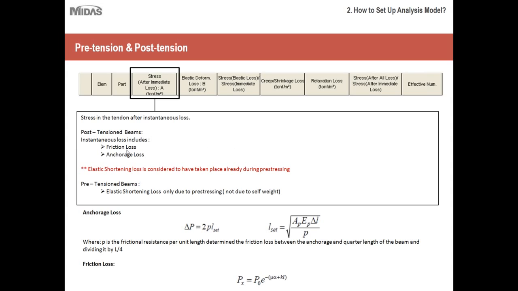So in post-tension beams, as you all know, there are friction losses and anchorage losses that make up the instantaneous loss. So if it is a post-tension beam, we will see under stresses after immediate loss, the instantaneous losses to be comprised of friction and anchorage losses. And if it is a pre-tension beam, you will see the elastic shortening loss, which occurs right after the release of the strands. And the formulas are pretty simple and straightforward, and these are the formulas that are applied by any tool for computing the losses. So these are the anchorage loss and the friction loss.